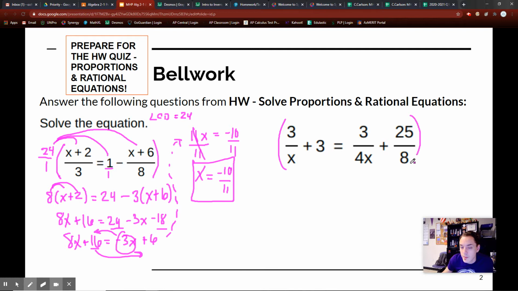I need to multiply by my LCD. What's my LCD here? My LCD is actually 8x. 8x all over 1, because everything goes into 8x.